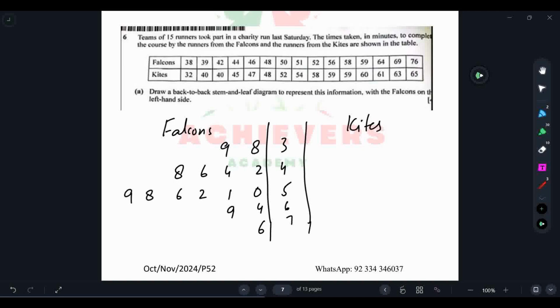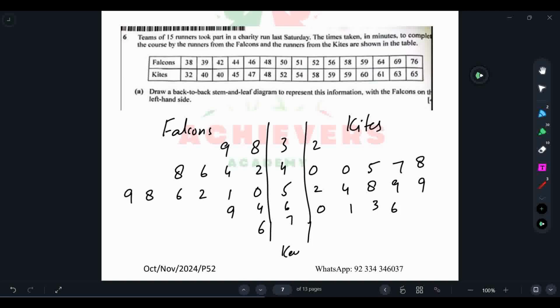For the kites, we have 32, then 40, 40, 45, 47, 48. Now 52, 54, 58, 59, 59. Now 60, 61, 63, and 65. Okay, this one is a back-to-back stem and leaf diagram.